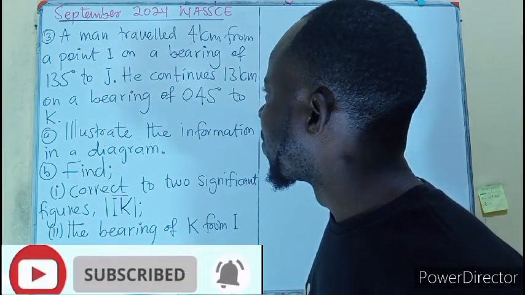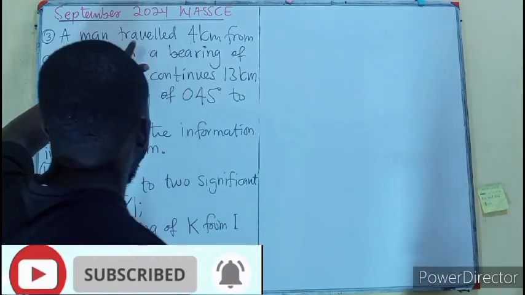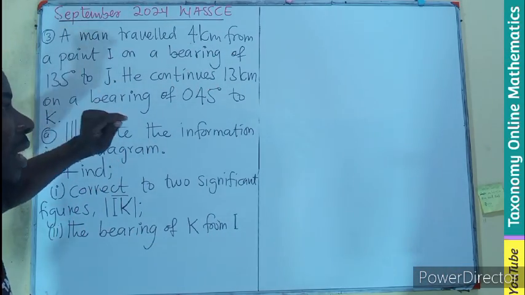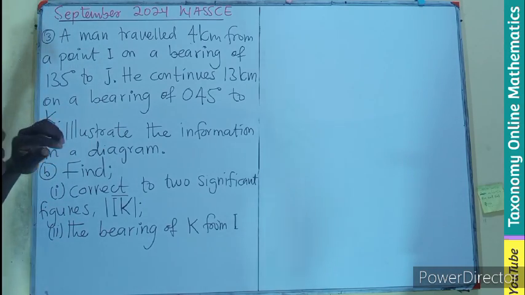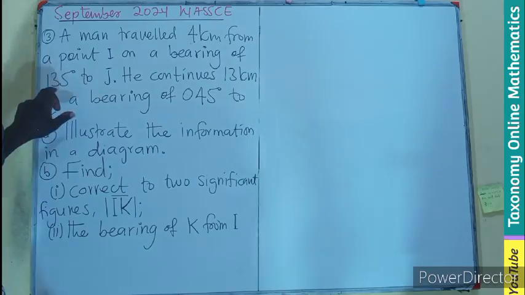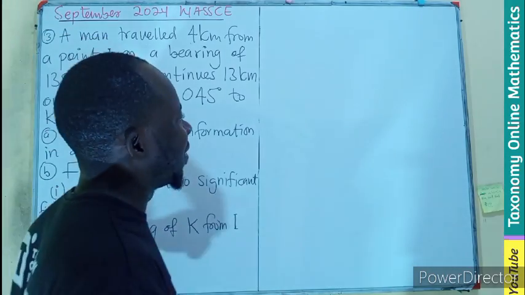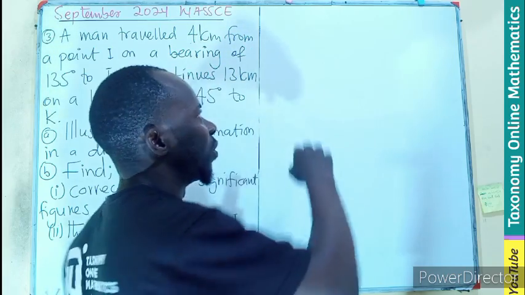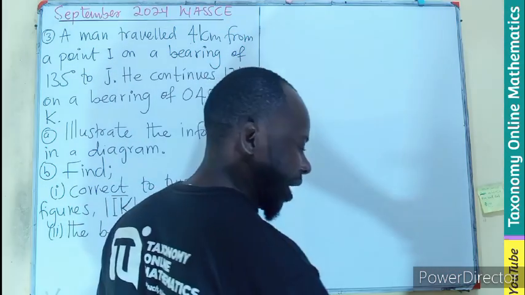Let's begin. Now they are saying that a man traveled from I. So the starting point of our cardinal direction is going to be on I. And the bearing is 135. So let's see. 135 will be 90 plus 45. So it will be somewhere here. So let's make a sketch.